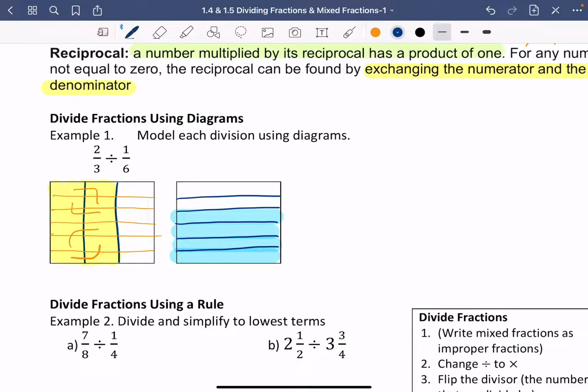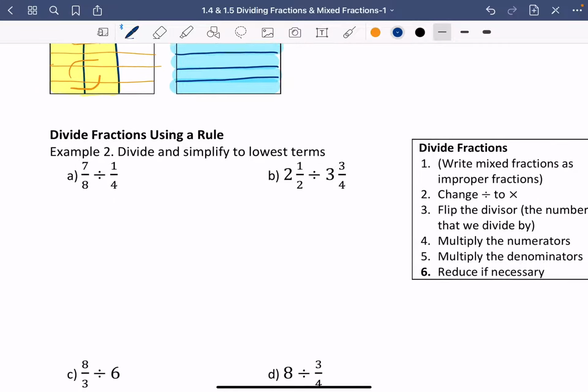So, how many pieces of 1/6 do we have? Well, we have 1, 2, 3, and 4. So from the diagram, we can tell that 2/3 divided by 1/6 is equal to 4. Okay? All right, next question.